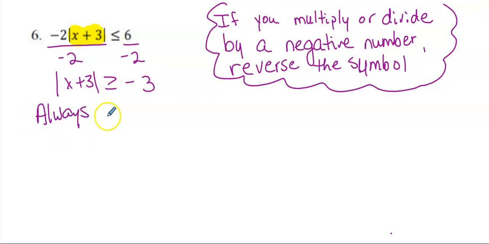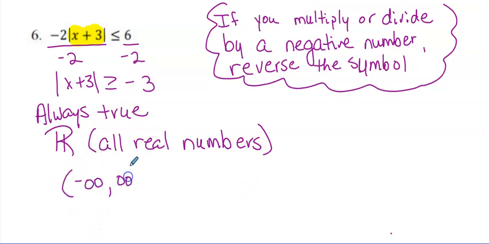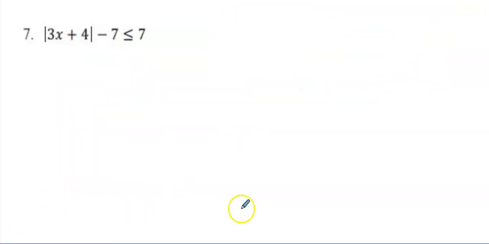Let's just make a note. This is always true. So our solution is all real numbers. And that's the symbol for all real numbers. Okay. And if you wanted to do an interval notation, that would be our good old negative infinity to positive infinity. Okay, number 7, let's see what we've got.